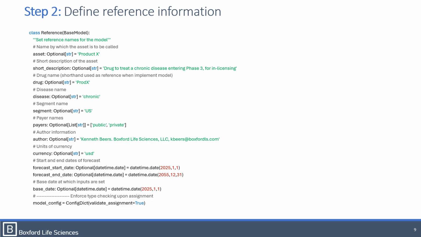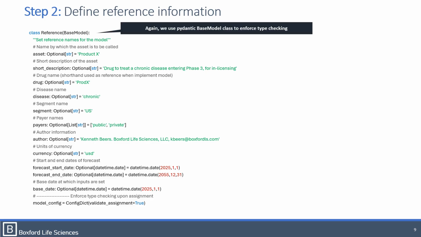Here we set all the reference information, things like the names of the drugs, names of the disease, names of the segment, etc., that we're going to provide to the forecast. We use Pydantic in order to do type checking, and we inherit a base model in this class so that anytime we create an instance of it or we try to edit anything within the class, it's going to enforce that the values that we give it have to be the type that we've declared here. We see some strings, we see some date times in this case. We also give default values as we go along.